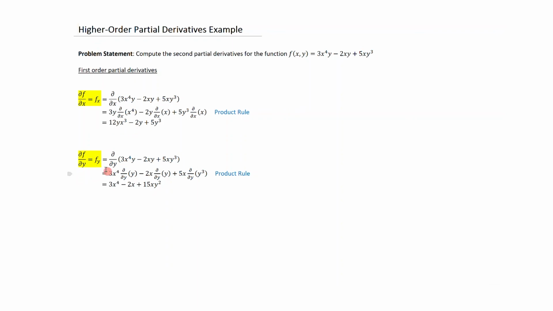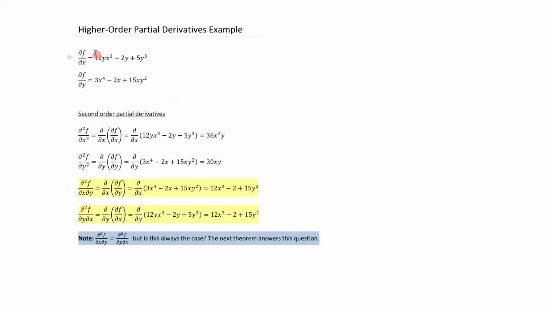For f partial y, in this case, y is the operative variable, x is treated as a constant, so the 3x to the power 4 can come out as a constant. In this case, 2x can come out as a constant, 5x can come out as a constant. Again, by product rule, we end up with this value for f partial y.